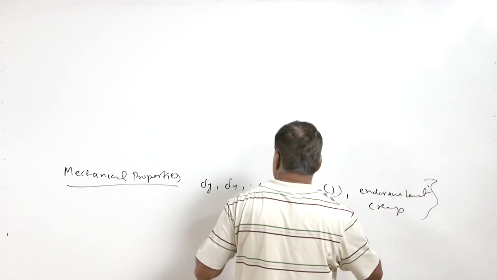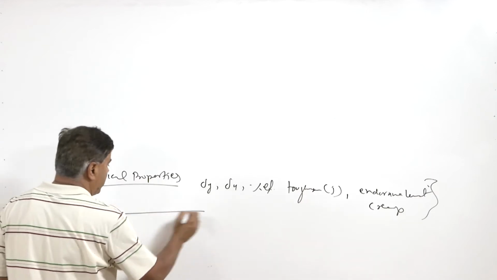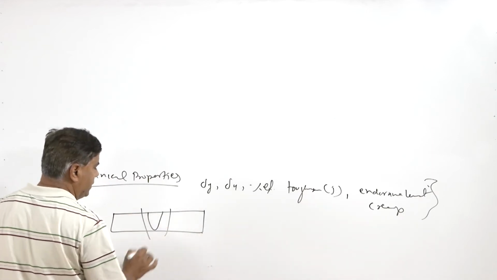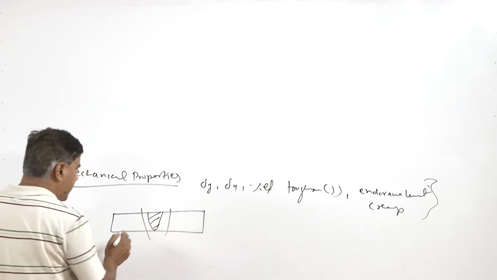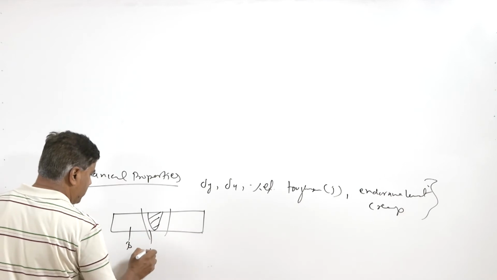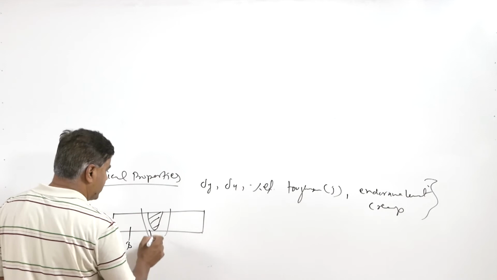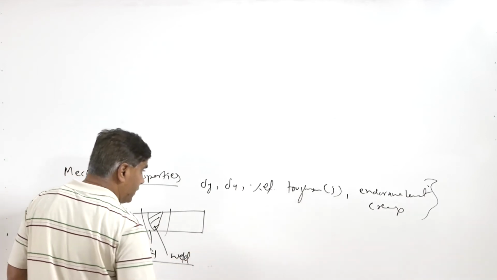These are the various mechanical properties, and they may be deficient in the weld joint at a particular location. This is the heat affected zone, this is the weld, and this is the base. If any of these three is deficient with regard to these mechanical properties under the service conditions, then it will lead to the failure of the component.